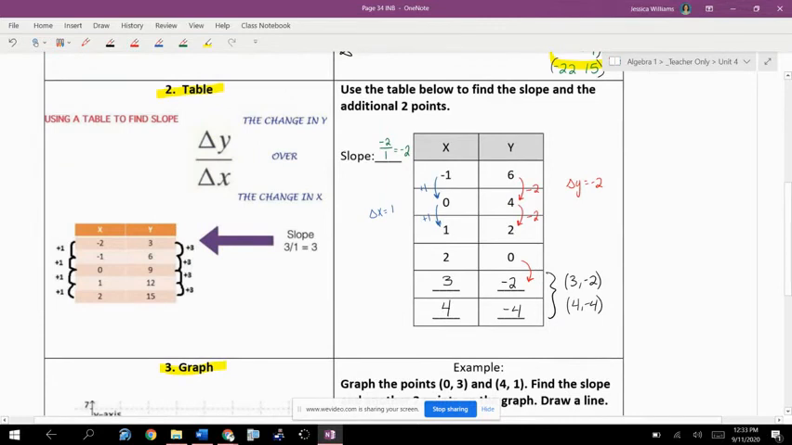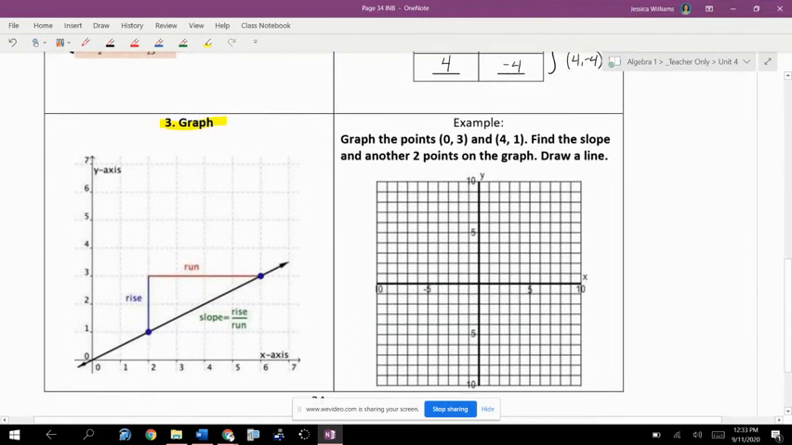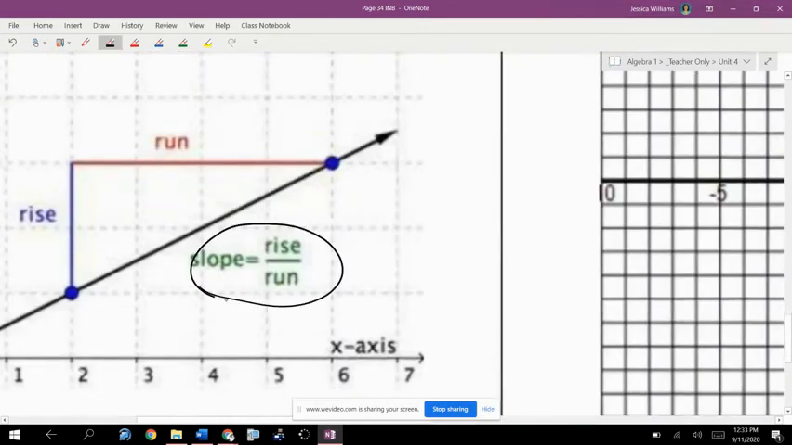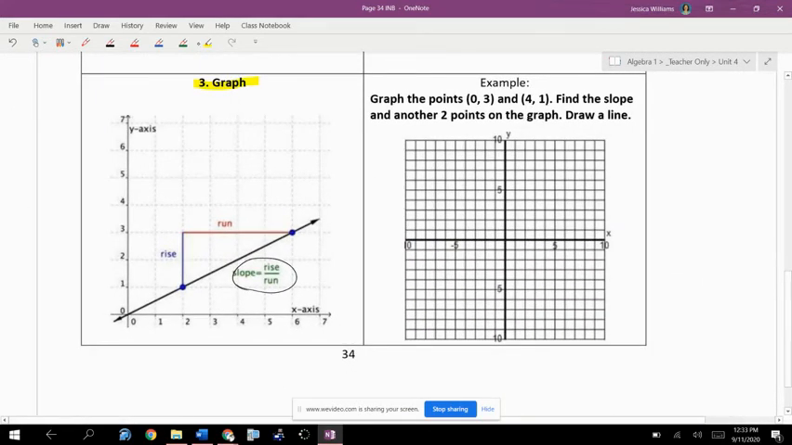The last one is usually the one the kids like most. Usually when I say slope, the first thing they say to me is rise over run. Great, that's what we're going to do. We're going to rise and we're going to run. Please know it's the same thing. When I plot something on a grid, y values are measured up and down. X values are measured left and right. So when you're rising and you're going up and down, you're finding a change in y. When you're running and you're going left, right, you're finding a change in x.